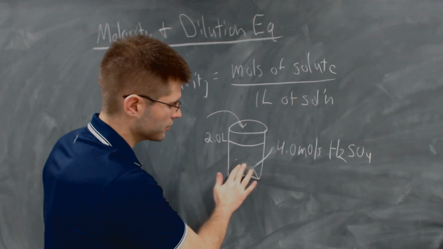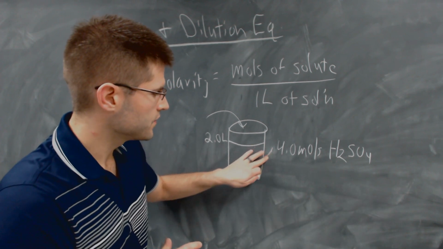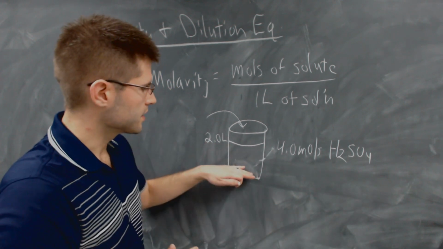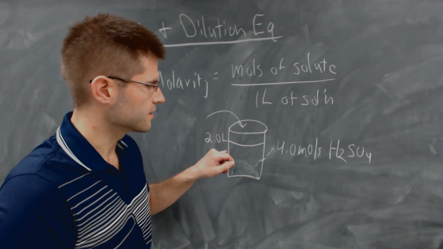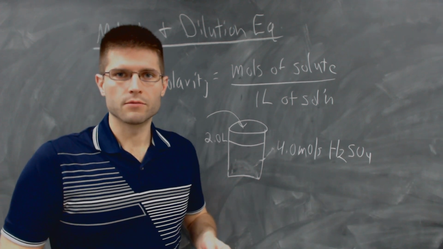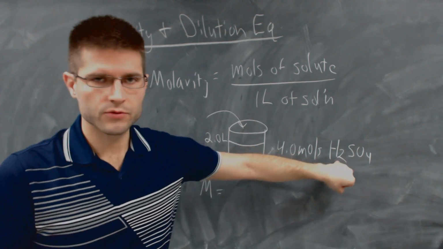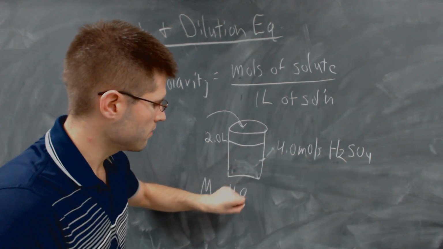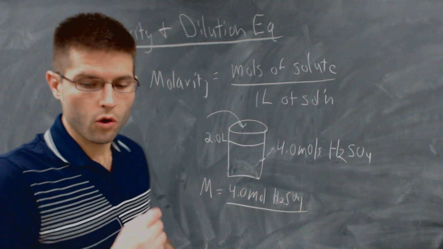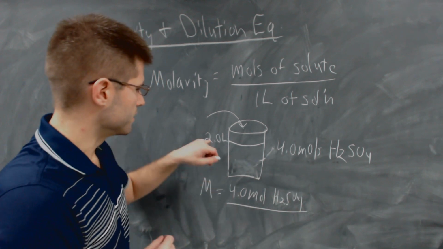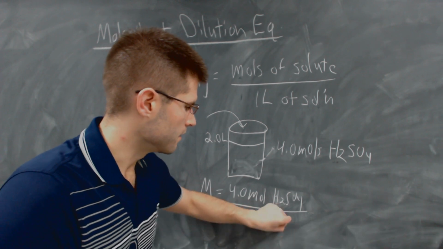So now the solute, the thing that was in the bottom, that was the solid, which was the sulfuric acid, has now been dissolved, and it's been dissolved in enough water such that the total volume of the solution is up to 2 liters. Well, now we can easily find out what the molarity of the solution is. Molarity is equal to the moles of solute. This was the solute, 4.0 moles of H2SO4, divided by the total volume of the solution. The total volume of the solution was 2.0 liters of solution.